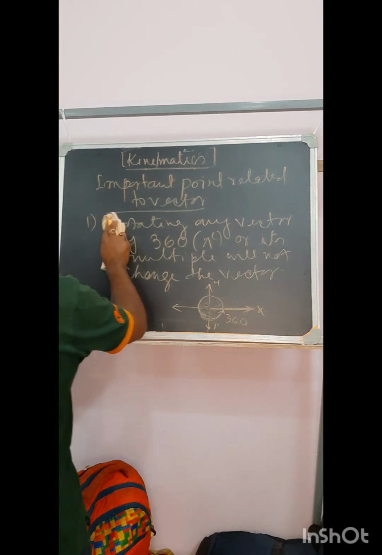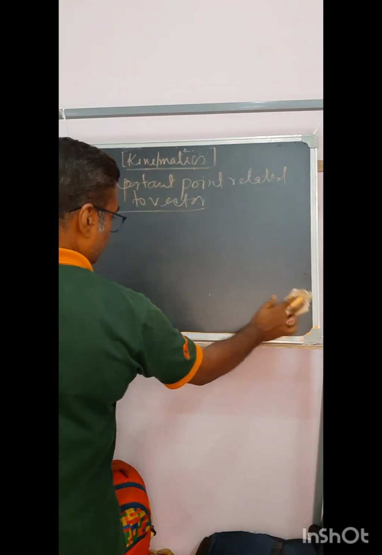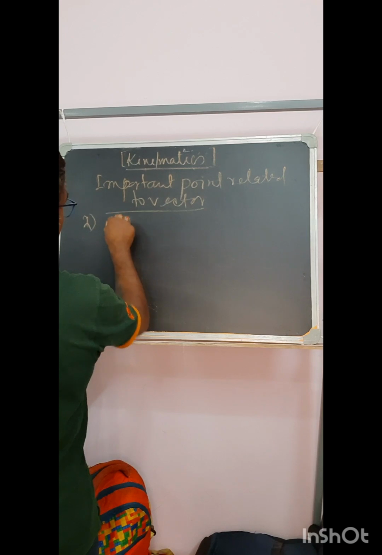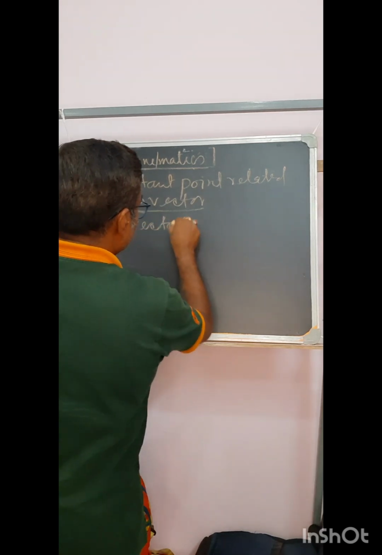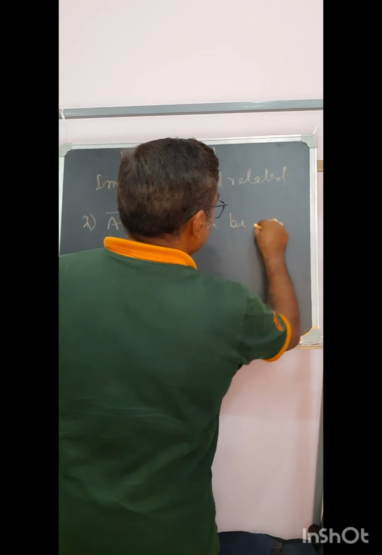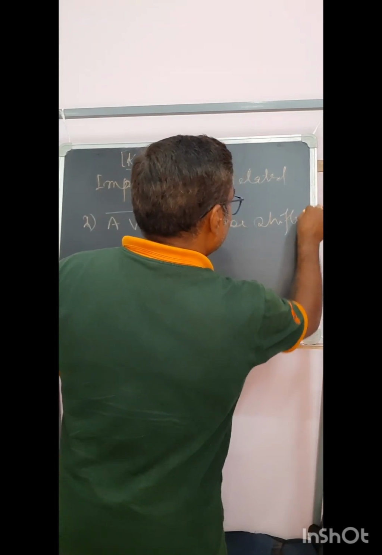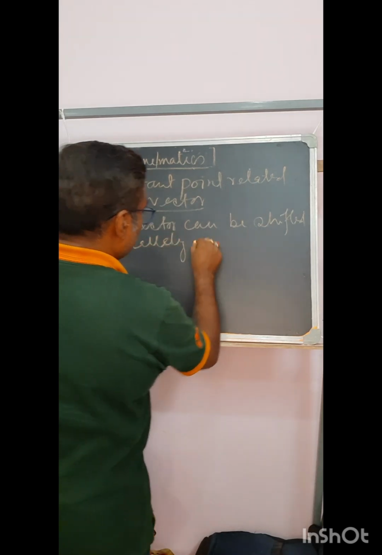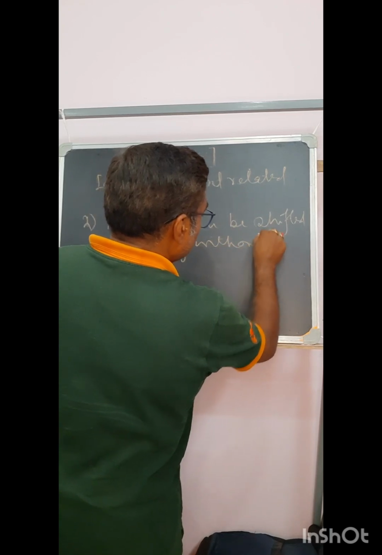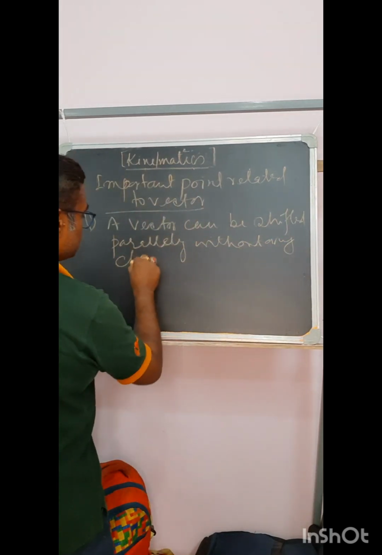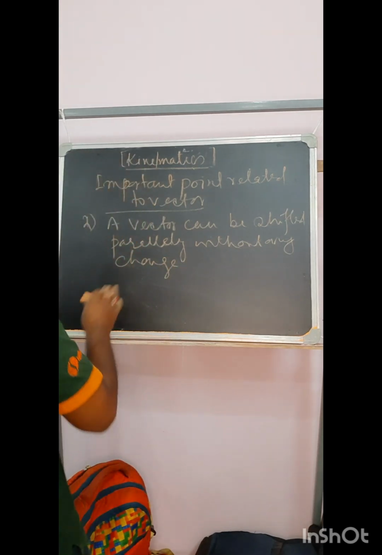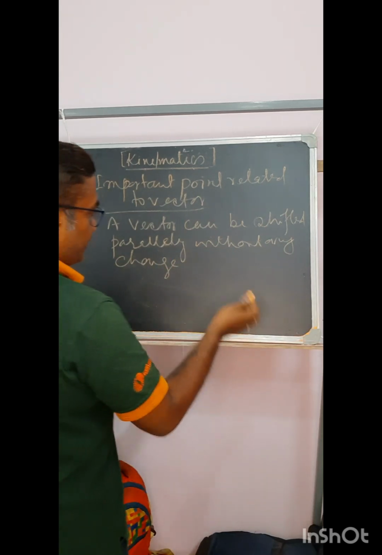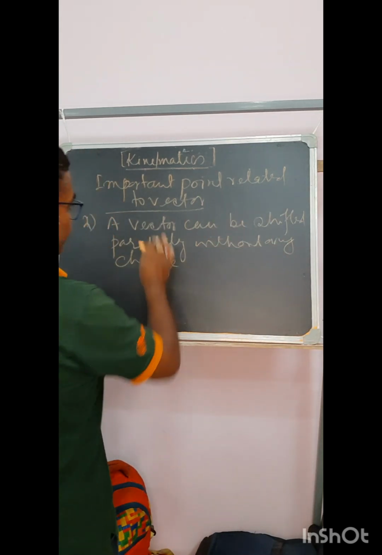The second rule or point of acceptance is: a vector can be shifted parallelly without any change. That means to say, if a vector is shifted parallelly by a distance keeping the same magnitude and direction, the vector won't change.